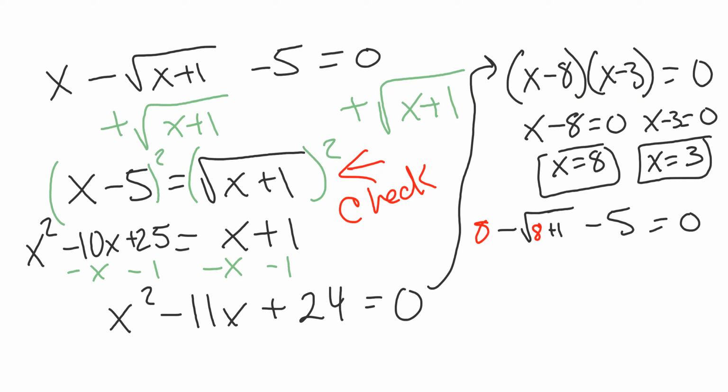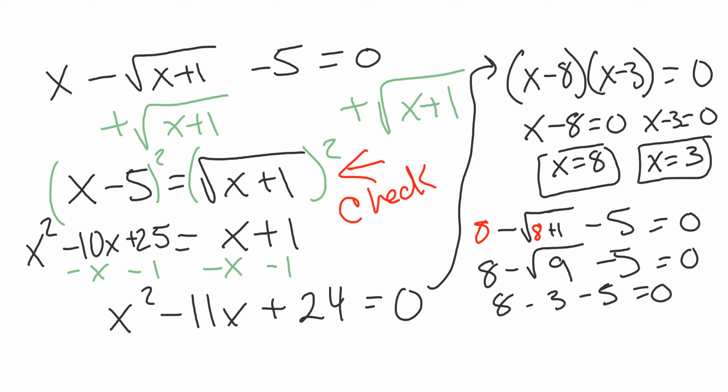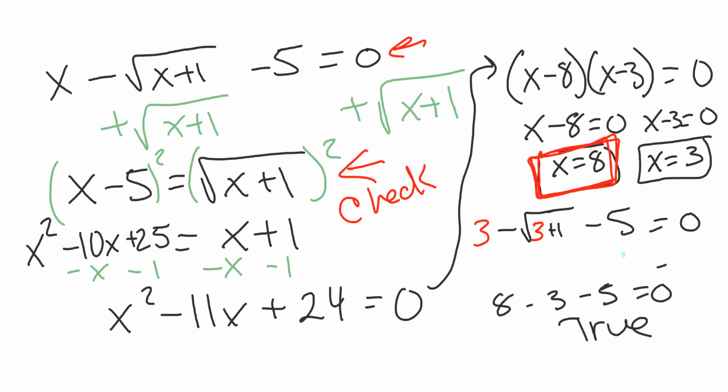And now we get 8 minus the square root of 9 minus 5 equals 0, which is 8 minus 3 minus 5 equals 0, and that is true. All right, so we know that 8 indeed is one of our solutions. 8 works. Okay, we checked it in our original equation. It works. Let's try plugging in the 3 instead of the 8. And I'm just going to erase this stuff.